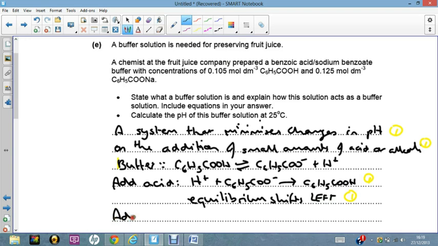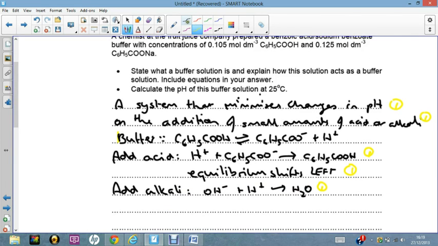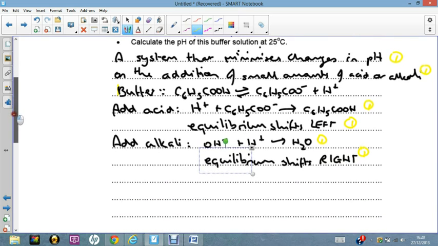And we've got what happens when we add alkali. So there's the alkali. That's going to react with H+. So 1 mark for the equation. And again, equilibrium. Okay, then removing H+, this equilibrium system is going to shift right to restore it. So equilibrium shifts right. 1 mark there. Okay, once we've done that, we've done the first bullet point.